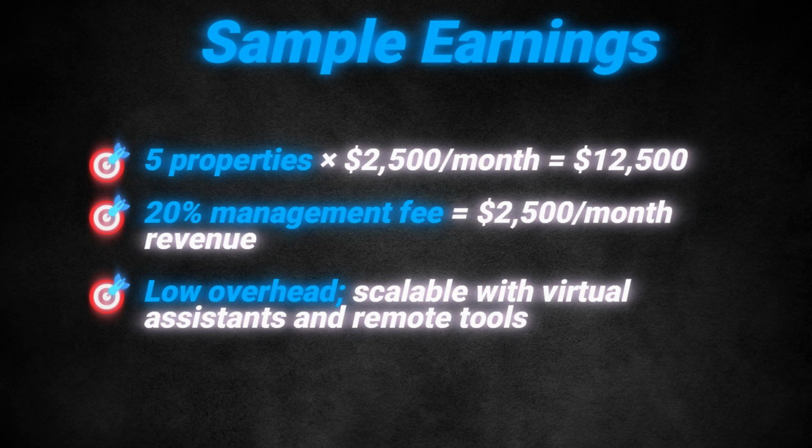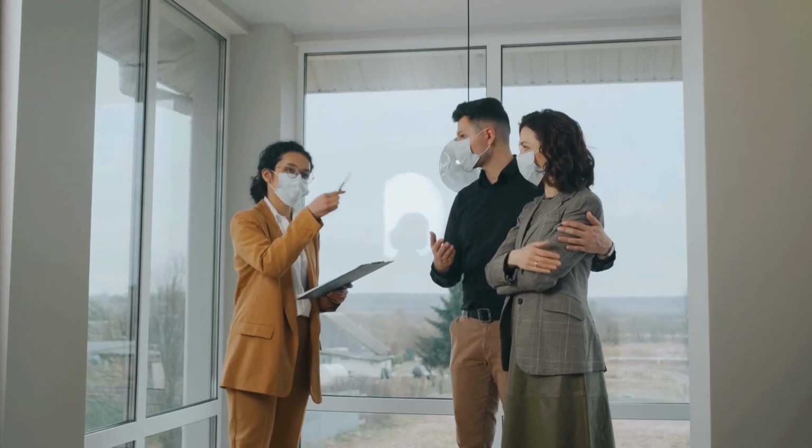Now let's look at some sample earnings. Let's assume you have 5 properties. If each property collects $2,500 rent on average, then 5 properties times $2,500 a month works out to $12,500. And if you charge a 20% management fee, you're in profit. You're making $2,500 a month as income for managing and doing the due diligence.